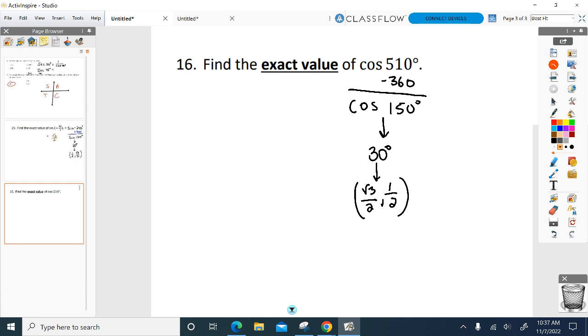We're doing cosine. Want the x coordinate, right? Is it negative? Well, you either check it or you know 150's in the second quadrant, cosine's negative in the second.